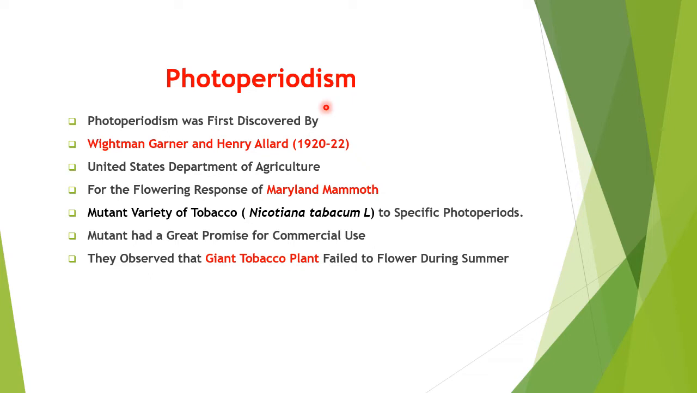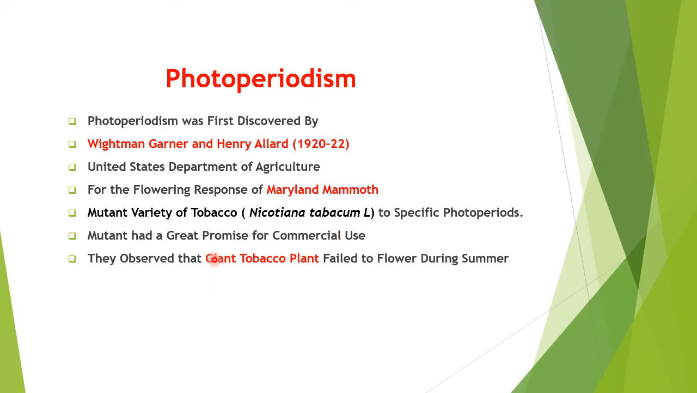So hence we see the response here. The one response, that is the induction of flowering, the formation of the flowers, is called photoperiodism, and it was first discovered by W. Garner and Henry Allard in 1920 to 22 at the United States Department of Agriculture for the flowering response of Maryland Mammoth. Maryland Mammoth is a mutant variety of tobacco, Nicotiana tabacum, with a specific photoperiod. The mutant had a great promise for commercial use because it was a giant plant. So for tobacco, it was considered to have a good promise for commercial use.